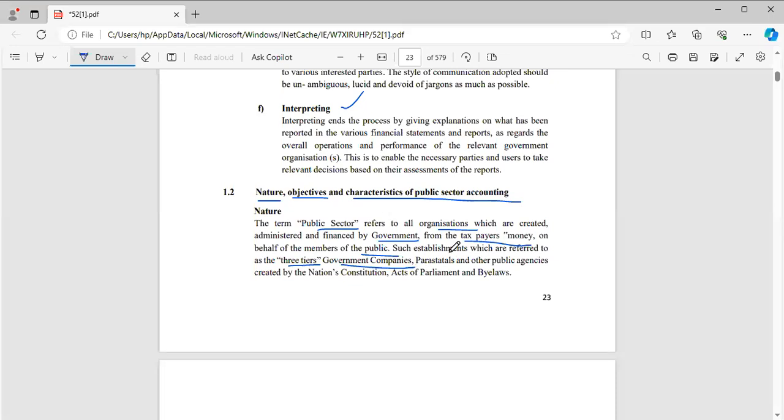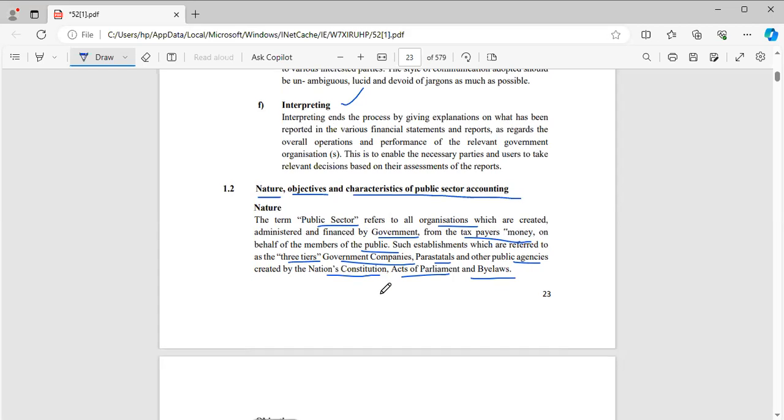I repeat, such establishments are referred to as three-tier government companies. Three-tier talks about whether the organization is owned by the federal government, the state government, or the local government; they all fall under the public sector. Parastatals and other public agencies are created by the nation's constitution, act of parliament, and bylaws. So any of these falls under the public sector, whether they are owned by the federal, state, or local governments.